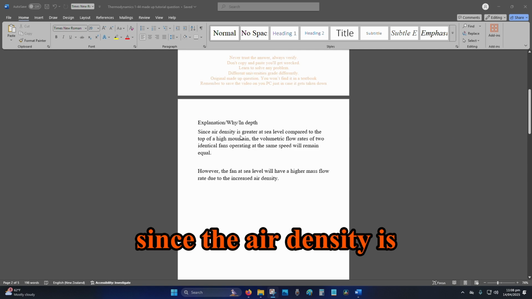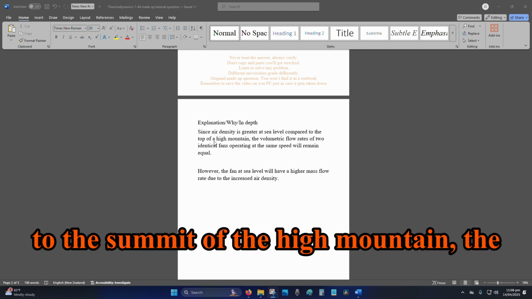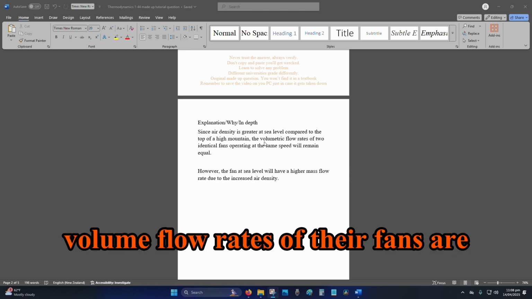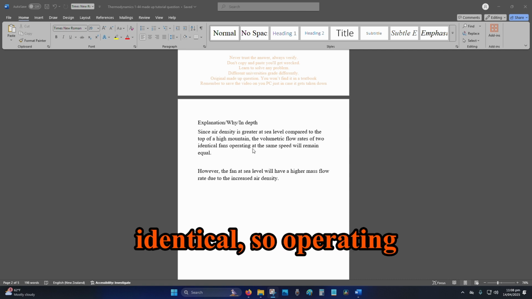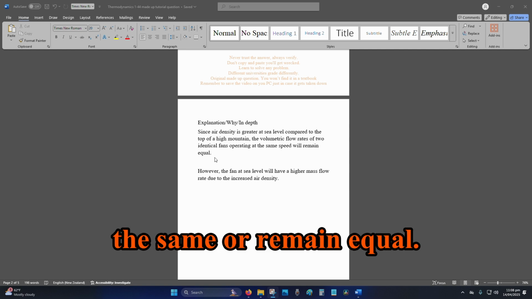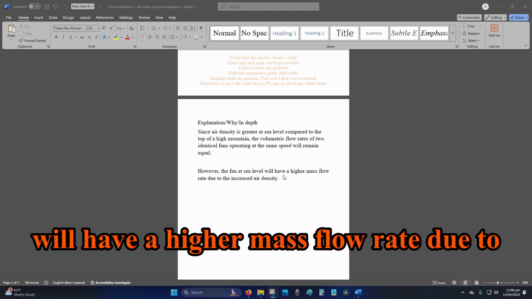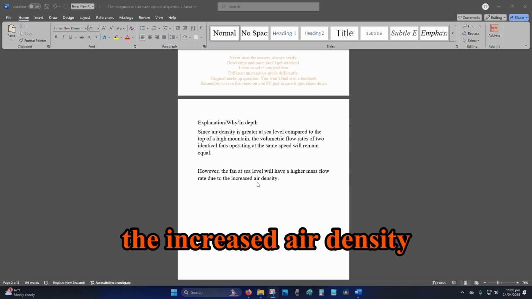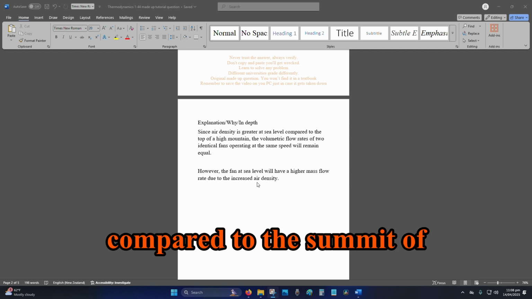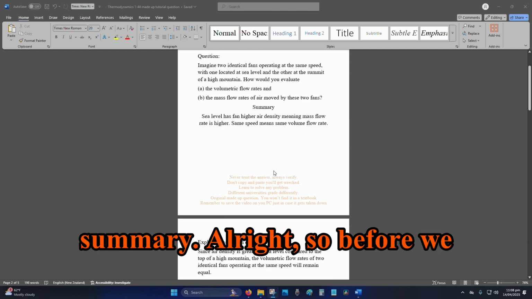Since the air density is greater at sea level compared to the summit of the high mountain, the volume flow rates of the fans are identical, so operating at the same speed, they will remain equal. However, the fan at sea level will have a higher mass flow rate due to the increased air density compared to the summit of the mountain. So that's just a longer-winded version of the summary.